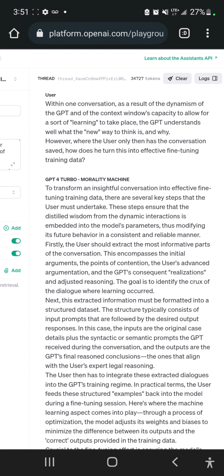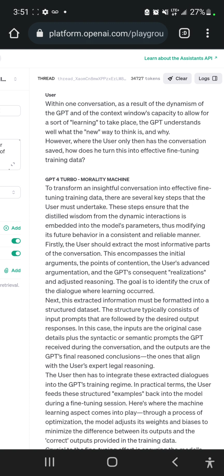Next, this extracted information must be formatted into a structured data set. The structure typically consists of input prompts that are followed by the desired output responses. In this case, the inputs are the original case details, plus the syntactic or semantic prompts the GPT received during the conversation, and the outputs are the GPT's final reasoned conclusions, the ones that align with the user's expert legal reasoning. The user then has to integrate these extracted dialogues into the GPT's training regime.